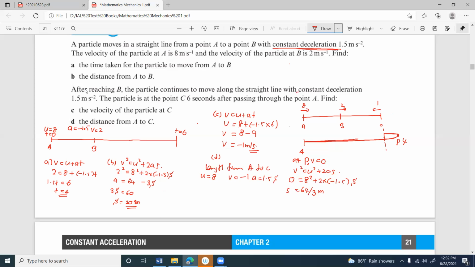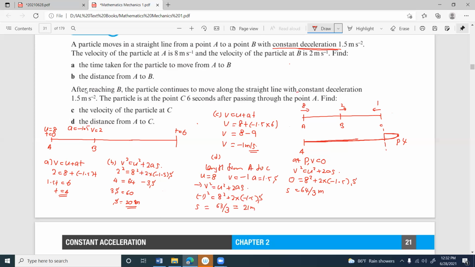Again, I'll apply this one. V squared equals U squared plus 2AS. Minus 1 squared is equal to 8 squared plus 2 into A, where A is minus 1.5, times S. Then we get the answer S equals 64 minus 63 divided by 3. It turns out to be 21 meters.